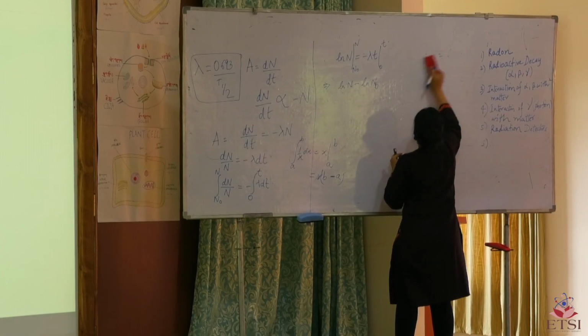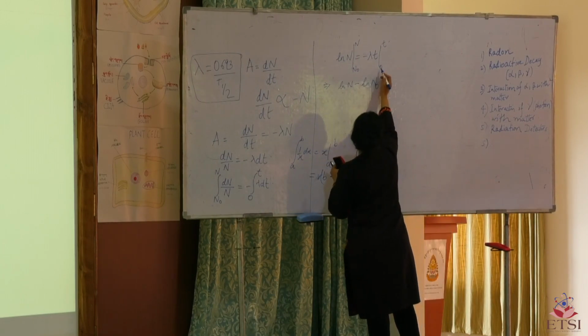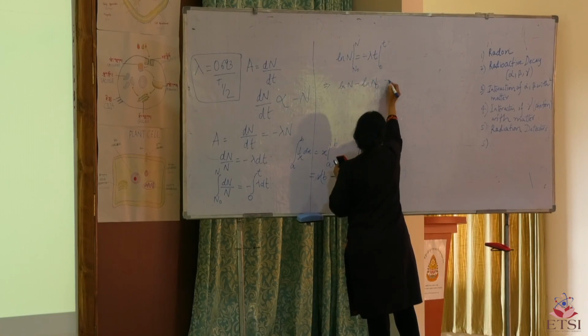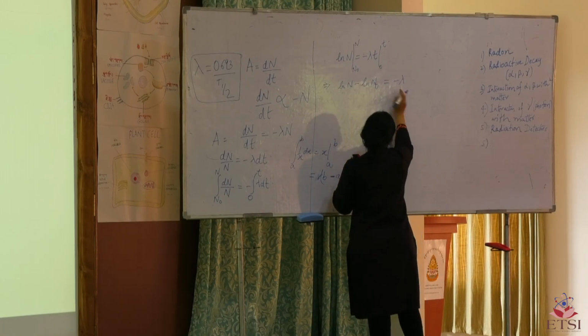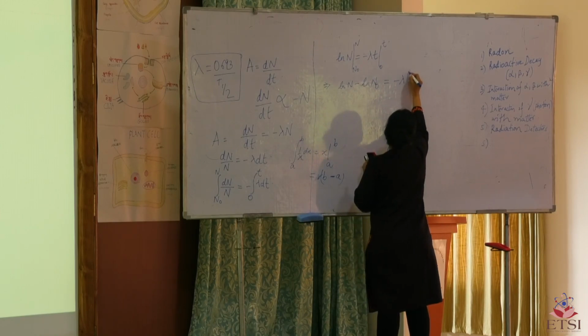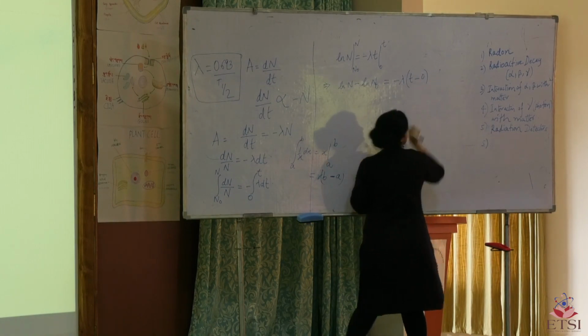And then the right side will become, I'm also going to put these values for t, minus lambda is the constant, I will not touch that, it will remain like that only. So this will be t minus 0.